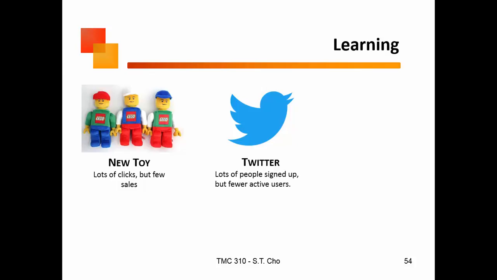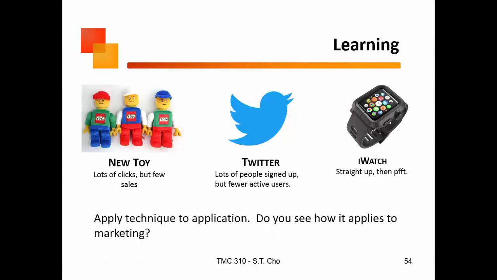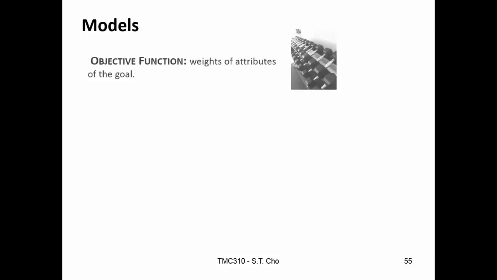An example is Twitter. A lot of people sign up for Twitter. Twitter says, "Oh, we have 350 million people." Well, how many people are really active? The perception about Twitter is that it's just a communication tool for celebrities. The iWatch went straight up, and then... As you can see, these techniques can apply to marketing to figure out what's going on.